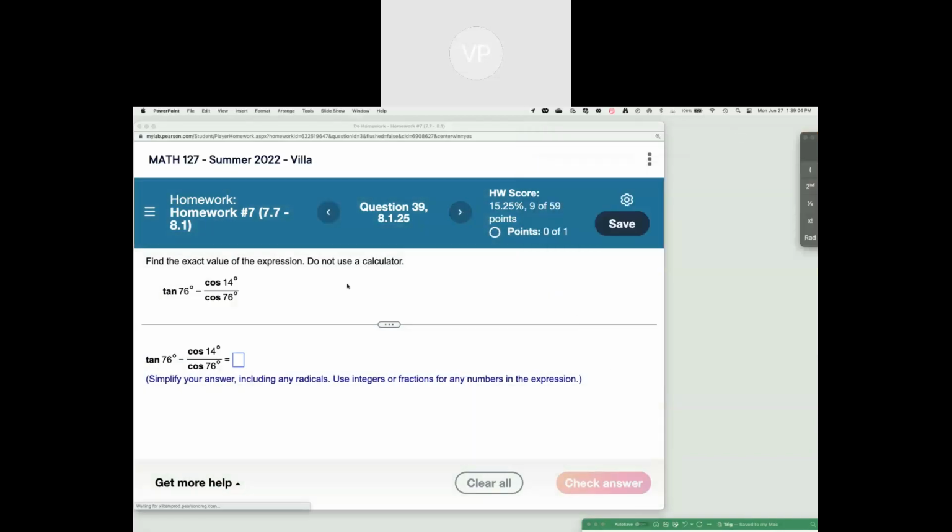All right, let's look at number 39. Same kind of thing, right there. I see, wait a minute, these two angles, 14 and 76, they might be special. There might be something going on with that one as well. So try to see where we go on this. So I have a tangent of 76 degrees. No calculator, okay?